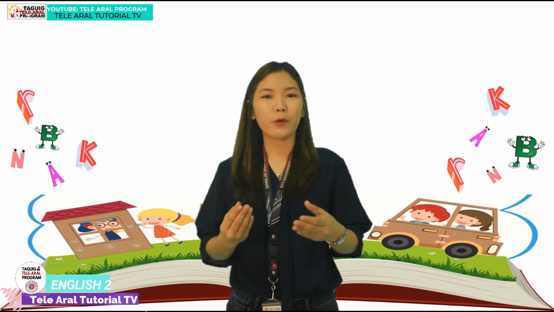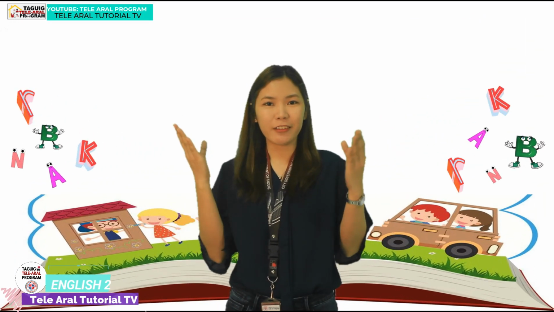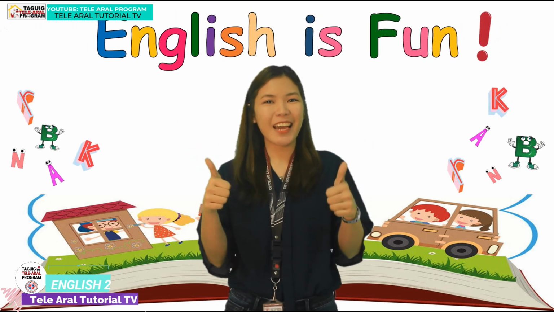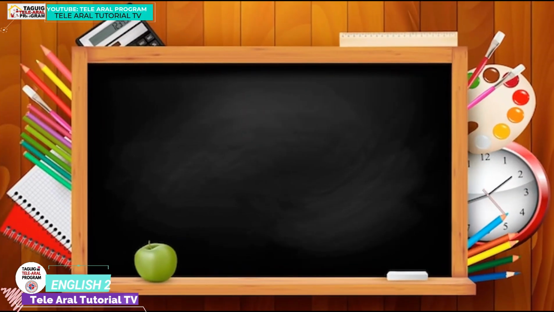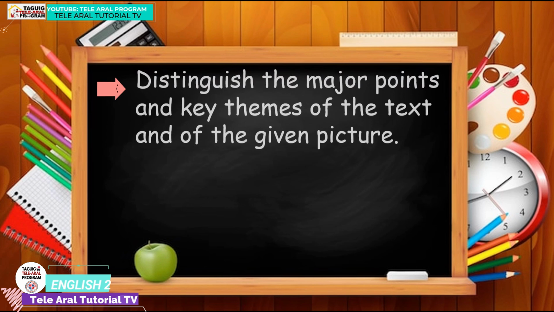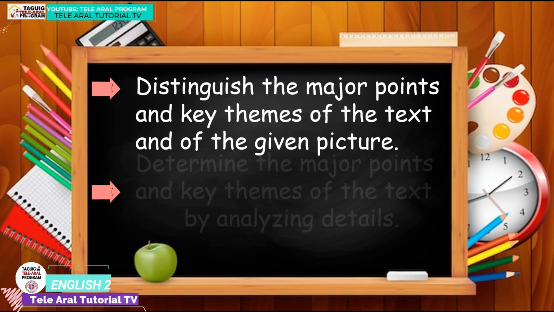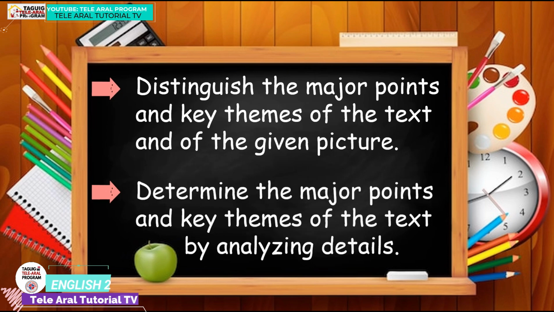As we begin, I want you to say English is fun. Can you say it with me? English is fun. Fantastic! Today's topic is aligned with the most essential learning competencies for Grade 2, Quarter 3, Week 7 set by the Department of Education. At the end of the lesson, you will be able to distinguish the major points and key themes of the text and of the given picture, and determine the major points and key themes of the text by analyzing details.